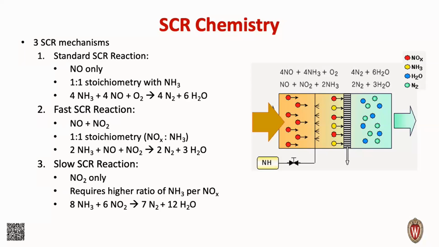And then there's the slow SCR reaction, which is with NO2 only, and it requires a much higher ratio of ammonia per NOx. It's a 4-to-3 here, 8 ammonias to 6 NO2s. This one is so slow that most of the NO2 gets used up in the fast NOx reaction.